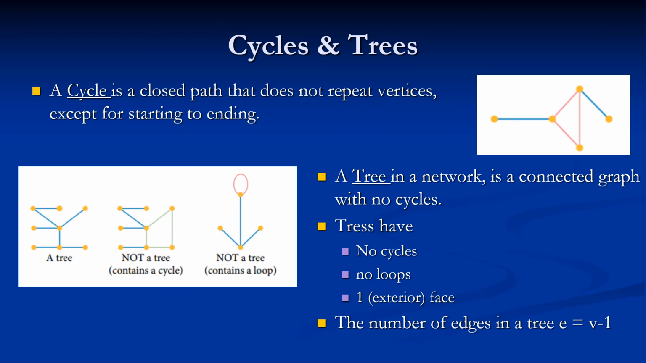Now a cycle is a closed path that does not repeat vertices except for the starting to ending. Now a tree in a network is a connected graph with no cycles. So a tree has no cycles, no loops. It only has one face, and it's the exterior face. The number of edges in a tree is just the number of vertices minus 1.